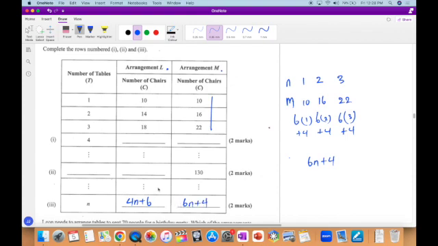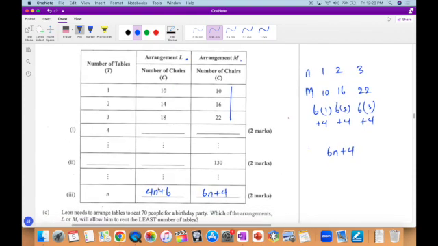And now that we have those n values, we could work out anything. So now we could see that this will be 4 fours are 16 plus 6. So when n is 4, this will be 22, just as we counted. And when n is 4, this over here is going to be 6 times 4 is 24 plus 4 is 28 over here.